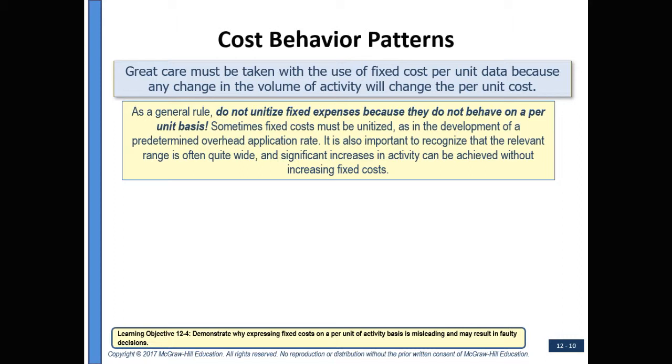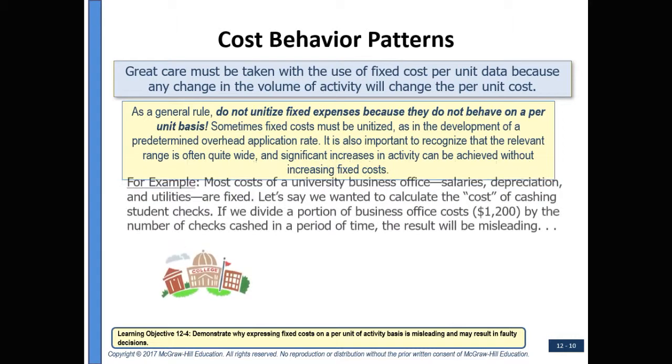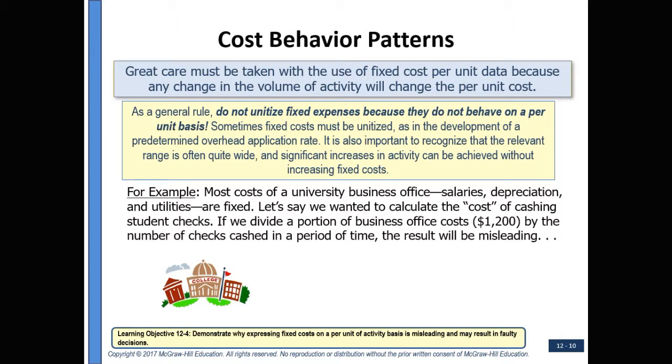Great care must be taken with the use of fixed cost per unit data because any change in the volume of activity will change the per unit cost. As a general rule, do not utilize fixed expenses because they do not behave on a per unit basis. Sometimes fixed costs must be unitized, as in the development of a predetermined overhead application rate. But it is important to recognize that the relevant range is often quite wide, and significant increases in activity can be achieved without increasing our fixed costs.